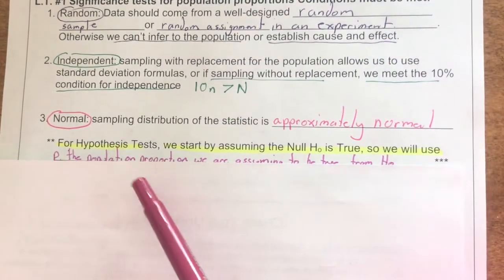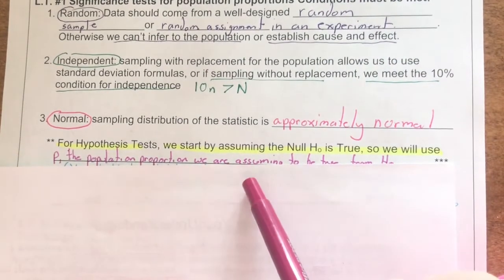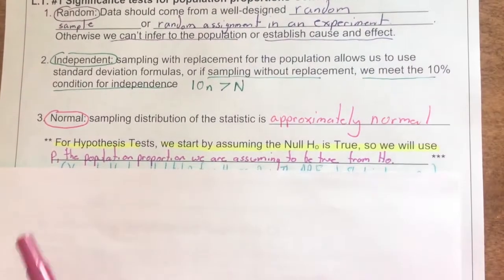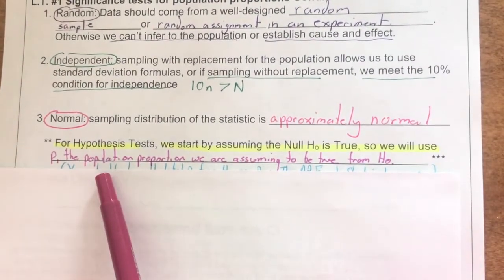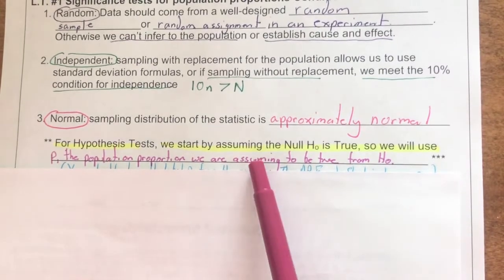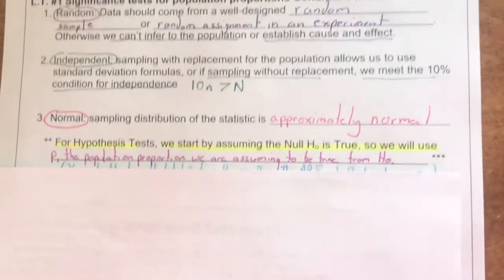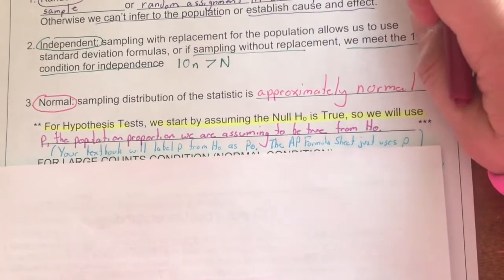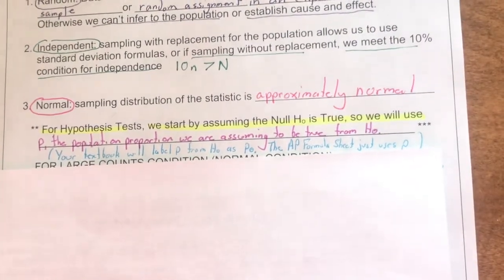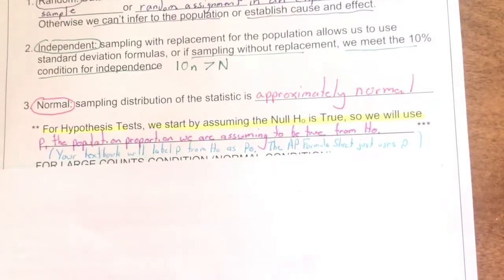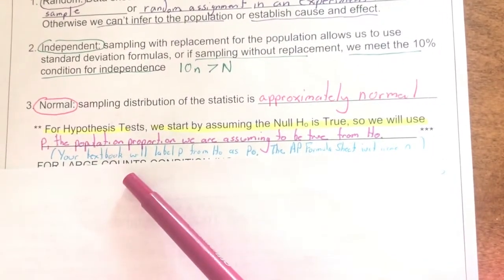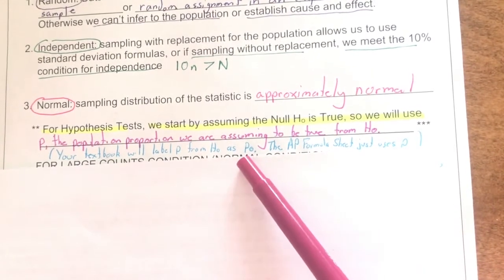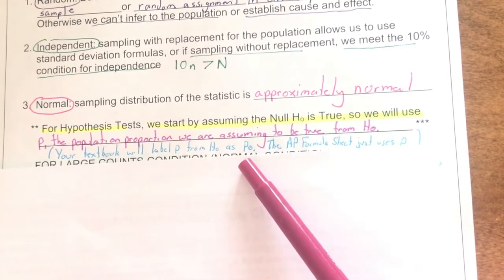So for hypothesis tests, we start by assuming the null hypothesis is true. So we will use p, the population proportion we are assuming to be true from H0. Now, this says here, and I'll even zoom in maybe a little bit so you can see it better. Nope, I guess it won't let me zoom. Okay. Your textbook will label p from your null hypothesis as it looks like a p sub 0. We call that p naught.